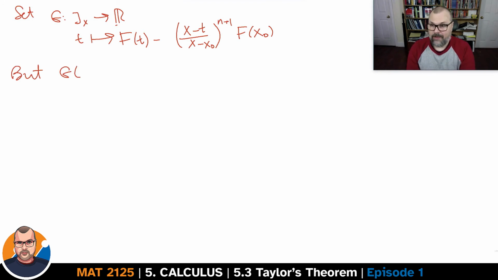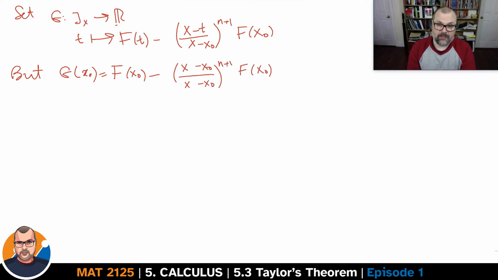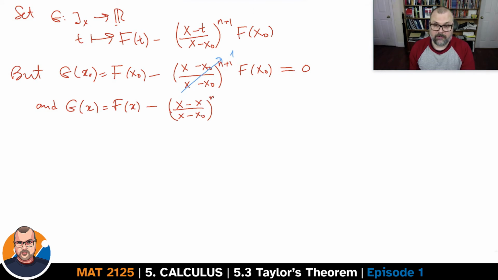What do we have? I compute G at x0. I'm going to replace t by x0 throughout. I have F at x0 minus (x minus x0) over (x minus x0) to the power n plus 1 times f at x0. This is equal to 1. F at x0 minus f at x0 equals 0. On the other hand, G at x would be F at x minus (x minus x) divided by (x minus x0) to the power n plus 1 times f at x0. This becomes 0 because x minus x is 0. It's just capital F at x.